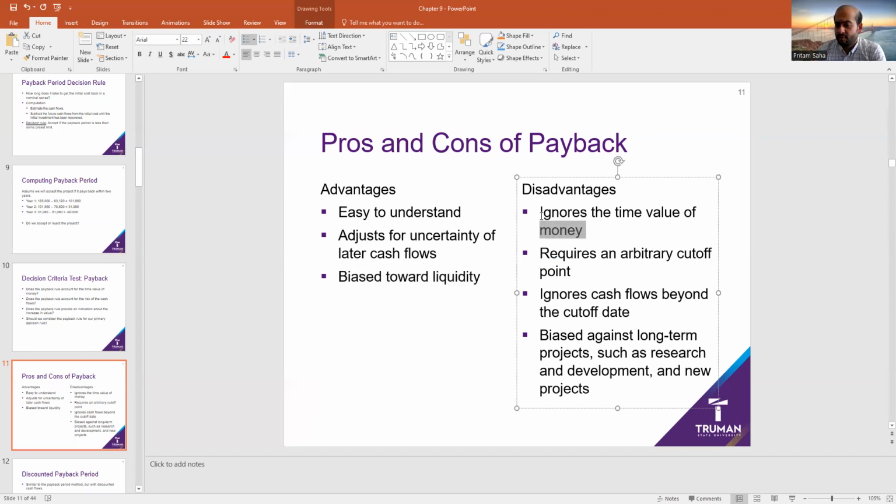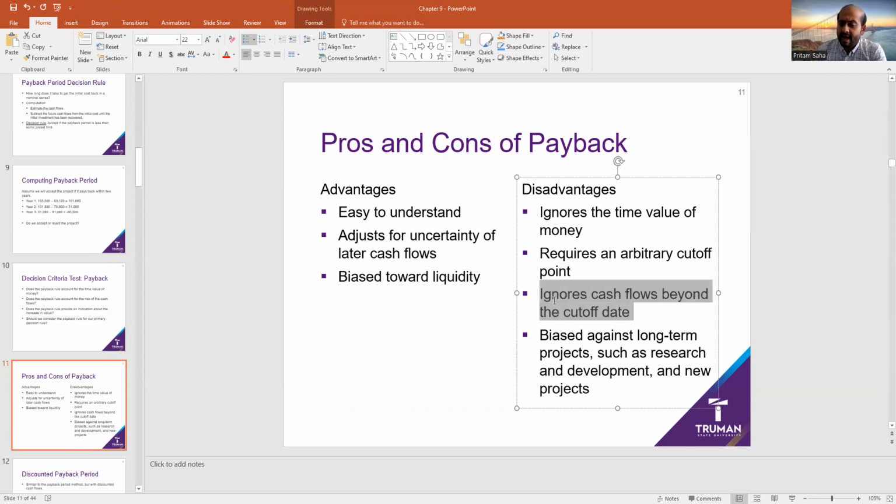Disadvantage. Ignores time value of money, we know that. Requires an arbitrary cutoff. This is really important to understand. The cutoff we are talking about is completely arbitrary. Like you, being an investor, decide 1 year, 2 years, 3 years, 4 years. There is no rule of thumb, there are no certain policies to decide what should be the appropriate cutoff. So that's the problem.